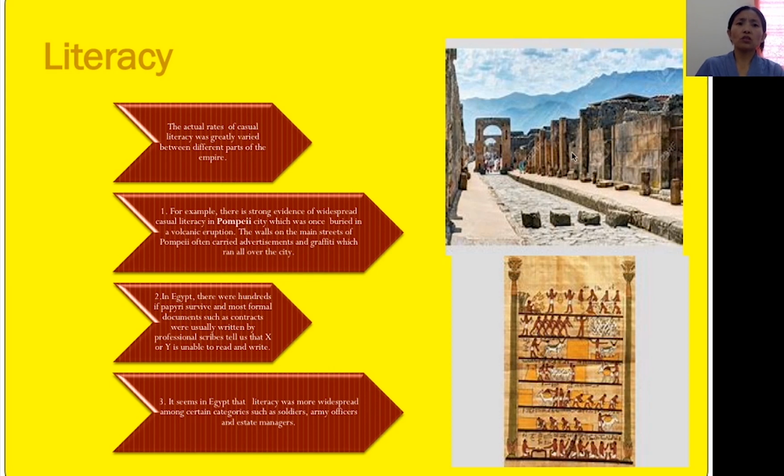So this image shows Pompeii city, and this one is a piece of writing done on papyri.